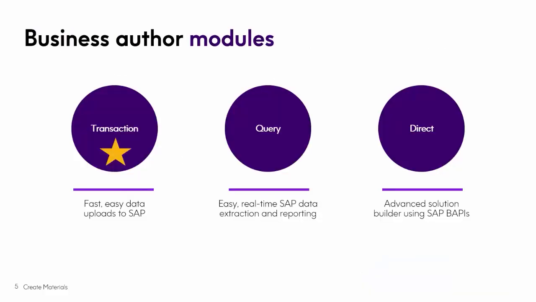Business authors create SAP data upload and download scripts using our desktop products. Business runners use those scripts to interact with SAP for data uploads using transaction scripts, data extracts using query scripts, and SAP BAPIs using scripts created with Direct. The scripts are published inside Excel templates where business runners can access them from a drop-down menu. In today's video, we'll see examples of how business runners interact with transaction scripts in Excel and an example of how a business author creates a transaction script.